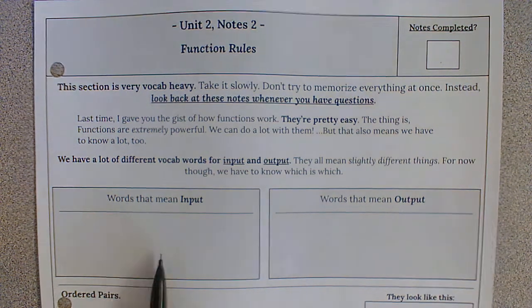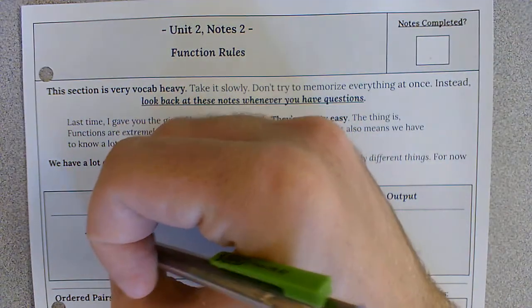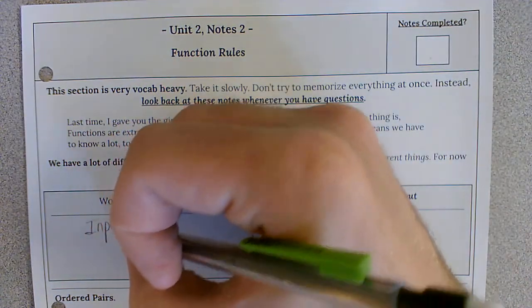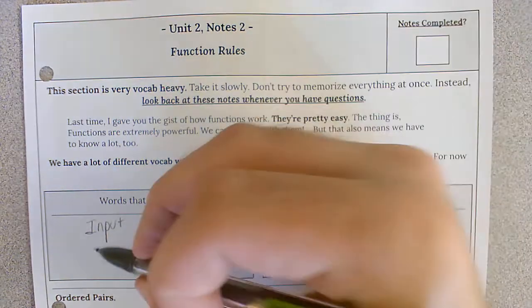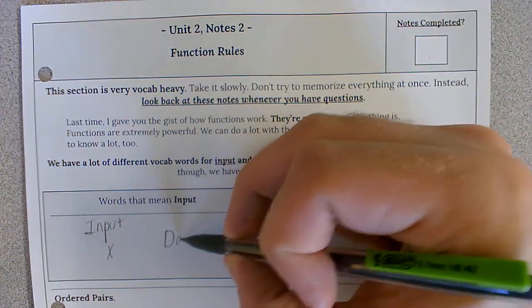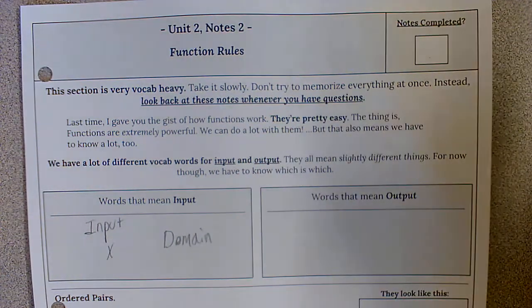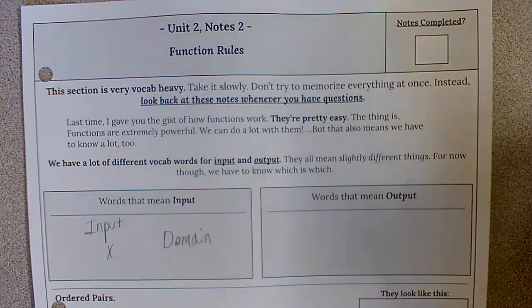So, all of these words I'm going to put in the input box mean the same thing. Input, well, it's the name of the group. X is also an input, and the word domain also means input as well. All three of these words mean whatever you plug into a function.